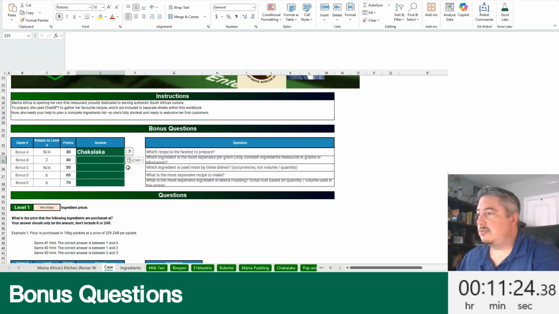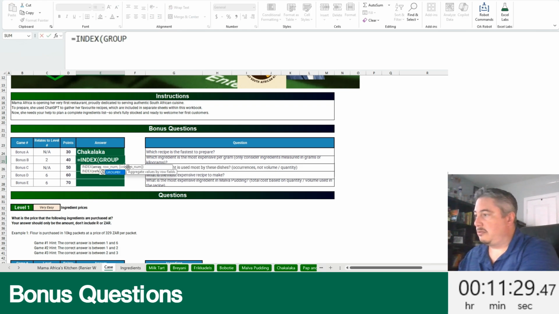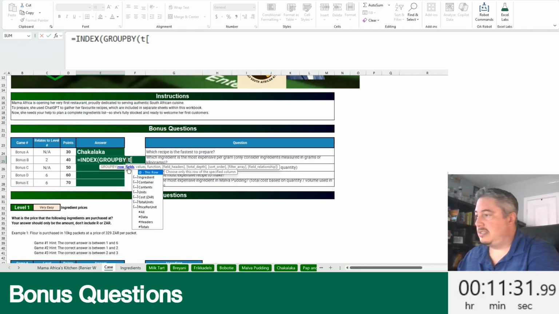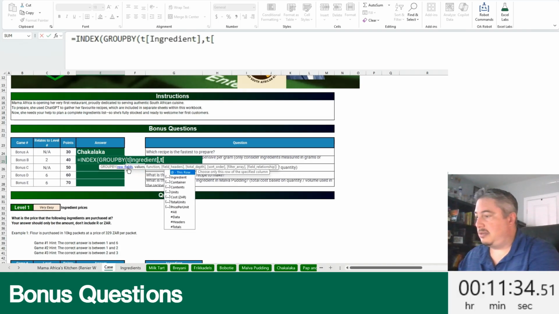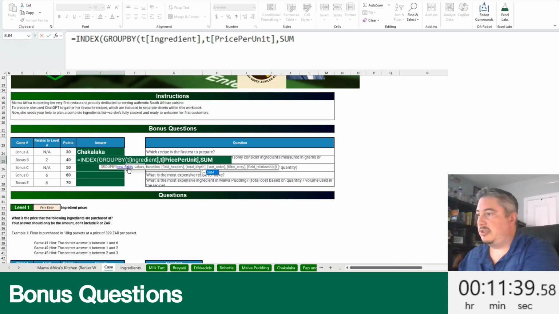Which ingredient is the most expensive per gram? So I can just do group by ingredients, price per. So I don't need to sum anything. This could be done with a filter. Filter array. Yeah, it has to be grams or kilograms. So I want to say units equals gram. Okay.